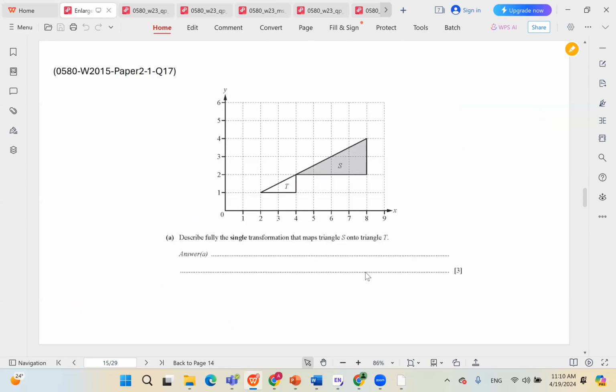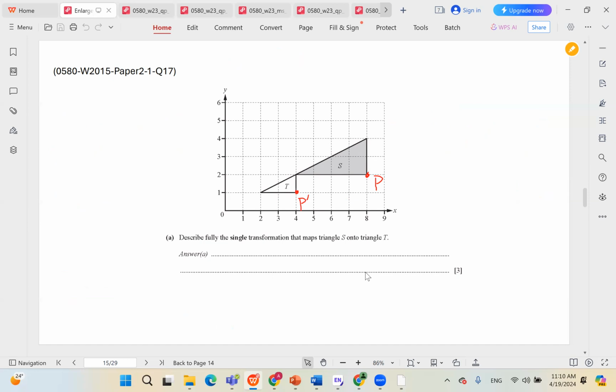So let's try this again. We have a transformation that goes from S onto T. So let's choose a point. We're going from S, so S has point P, and T here has point P dash. They have to be corresponding points, of course.